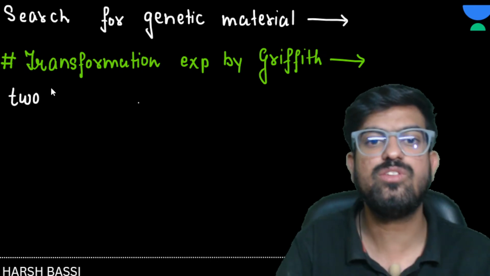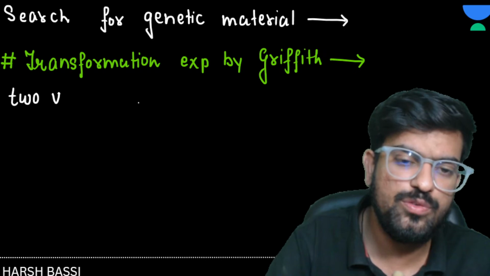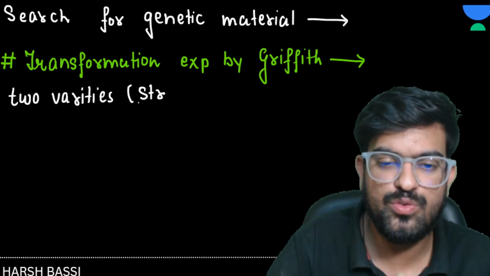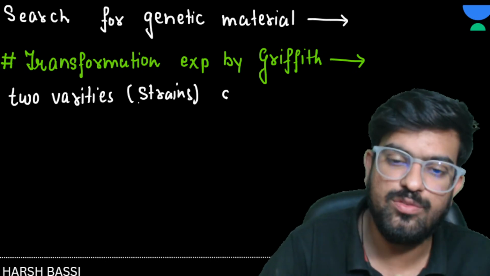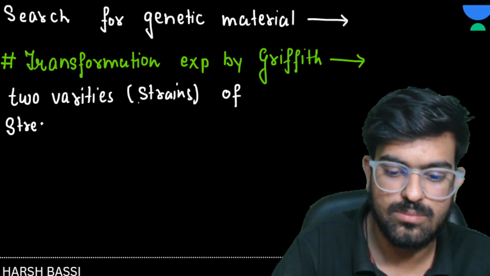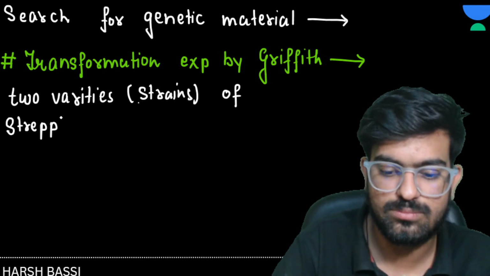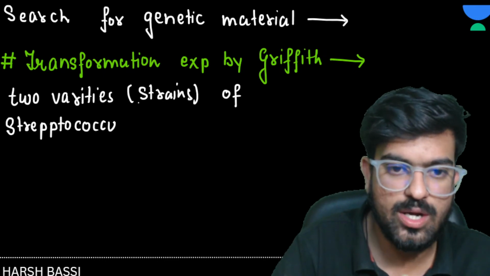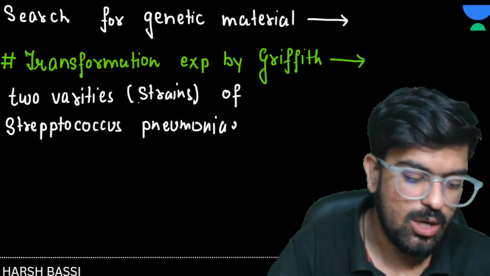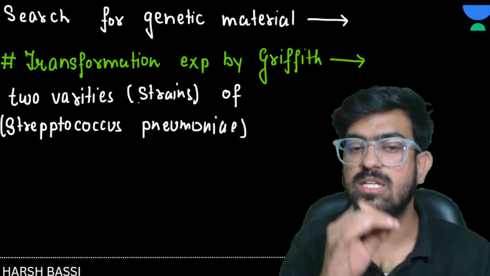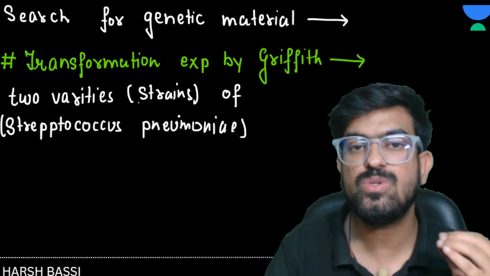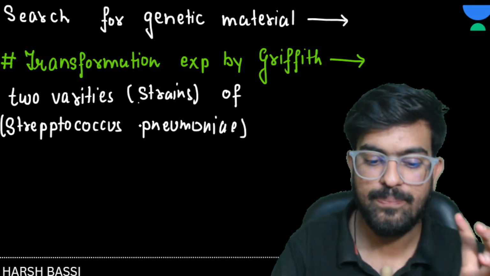Okay, 2 varieties. Now we are going to say it as strains of Streptococcus pneumoniae. It's a bacteria. Yes or no? Now, this bacteria is responsible to produce a disease which is pneumonia. Okay.